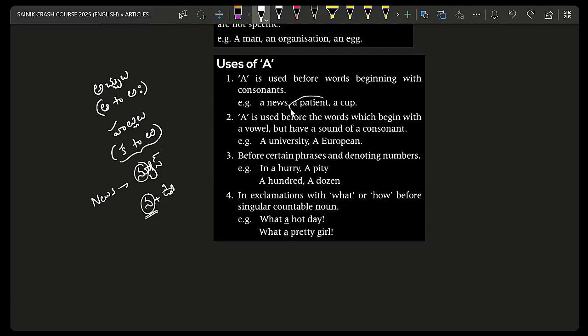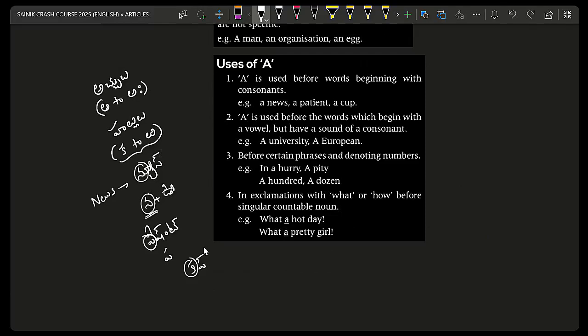Now patient. How do you write patient? We write it like this. No need to write everything, just check the first letter. What is that? Pa. Patient starts from pa. First you should say pa, then only patient will come out of your mouth. So the first sound is pa. Pa is a consonant sound in Telugu, so we have to use a. And cup. Ka is a consonant in Telugu, so we are going to use a cup.